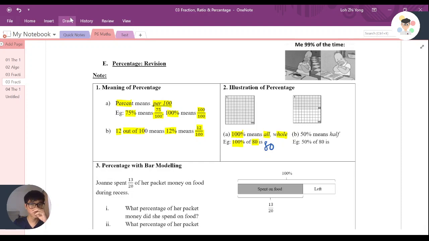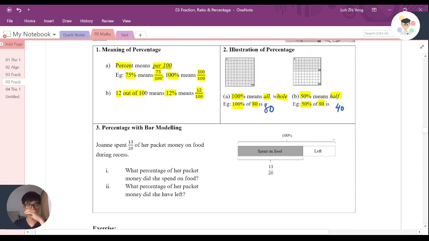But now if they use the word half, it basically means 50%. If I say I use half or 50% of what I have, which is $80, then I know that is actually 40. Okay, so this is a basic thing about illustration of percentage.